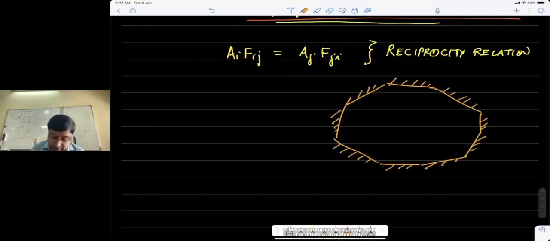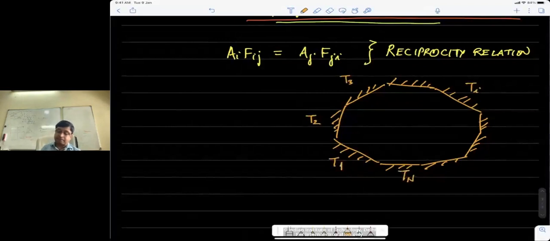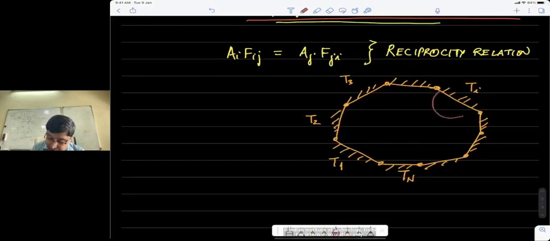Say we have surface 1 which has temperature T1, surface 2, temperature T2, T3, and so on till we have, let's say, Ti, and maybe the last one is Tn. So we can count these surfaces based on the vertices. Each surface also has its own radiosity. Surface i, as I said, has uniform radiosity, so it will have some radiosity of this type. That is the assumption that we made.